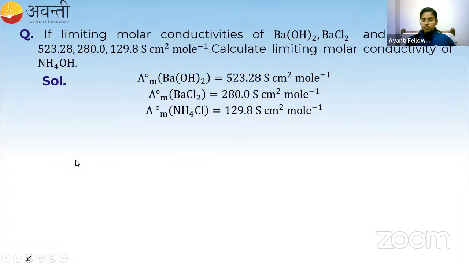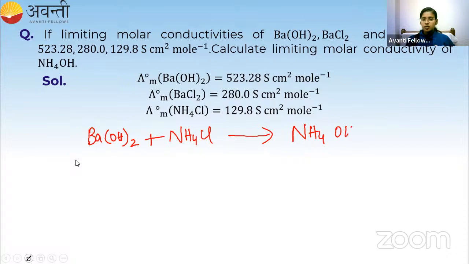Any idea? So to solve this type of question, what you need to do is try to frame the question first of all. Like how to get this. When barium hydroxide reacts with ammonium chloride, it will form ammonium hydroxide and barium chloride. This is the equation. So this is cation and this is the anion. So they will form one salt, and here hydroxide and NH4 will form another compound.